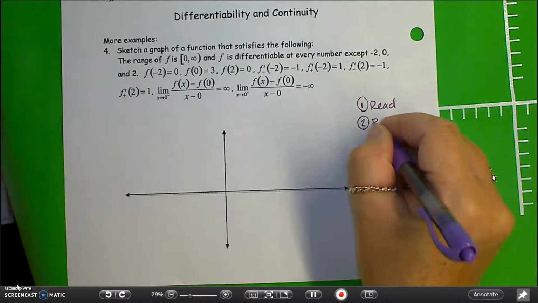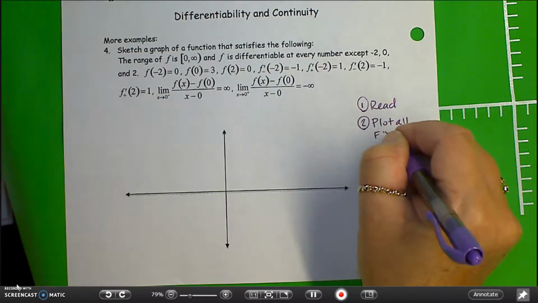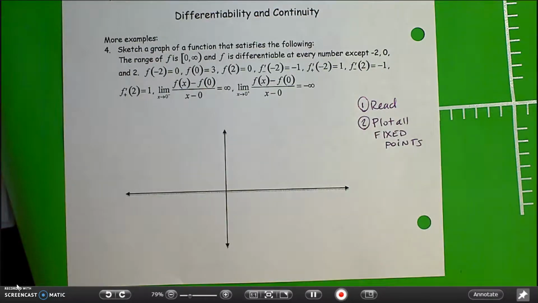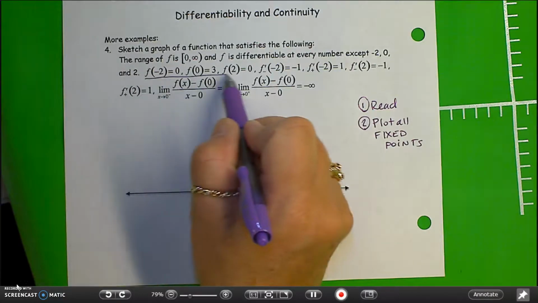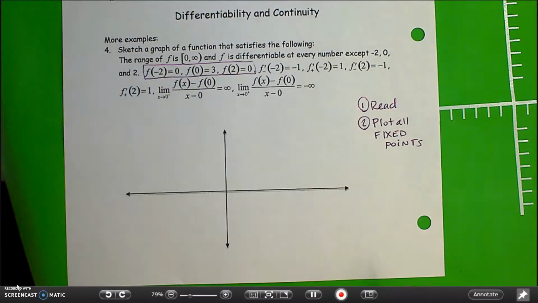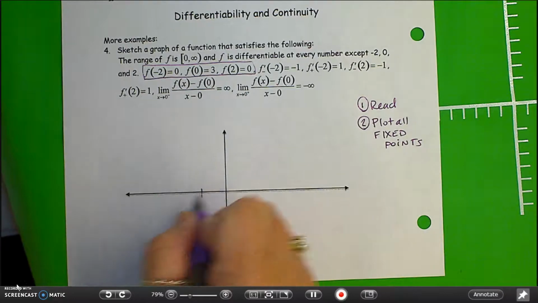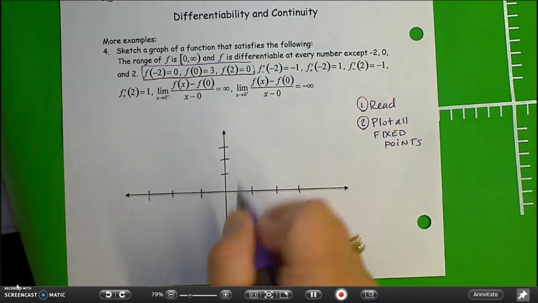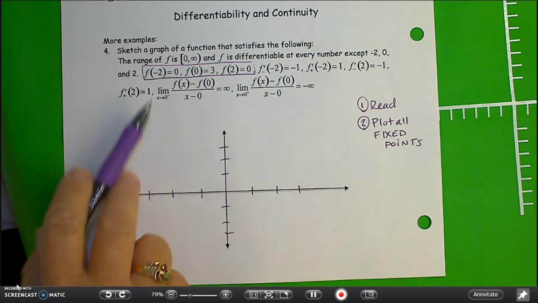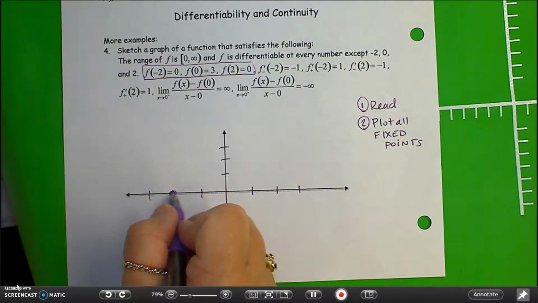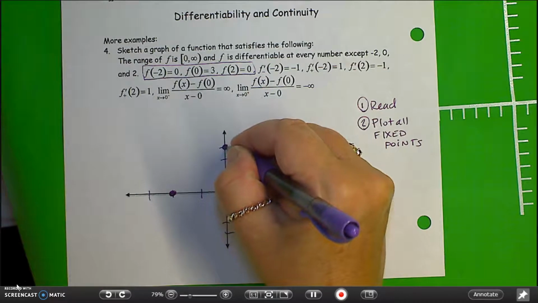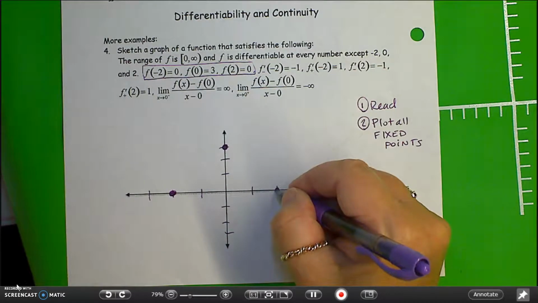Second step, you should plot all the fixed points that you're given. This way you get grounded in what you have to work with here. These are the fixed points that we have. I'm just going to do a few points in each direction. So I have -2, 0, there's a dot on the graph. 0, 3 is a point on the graph, and 2, 0 is a point on the graph.